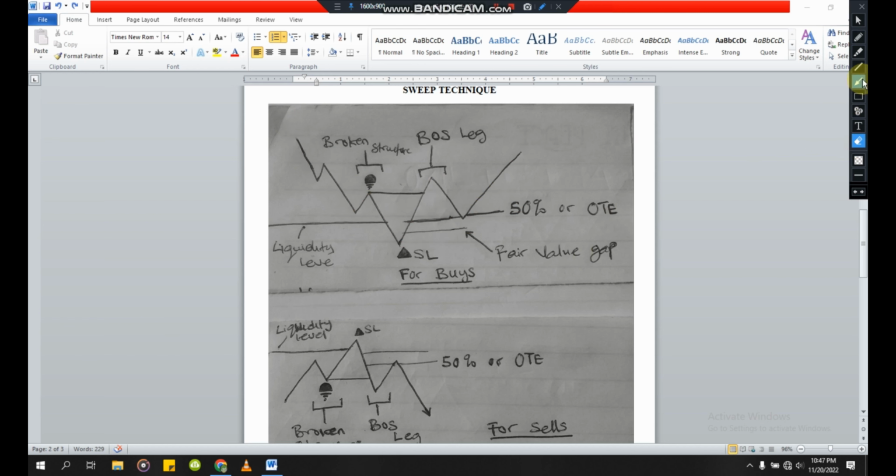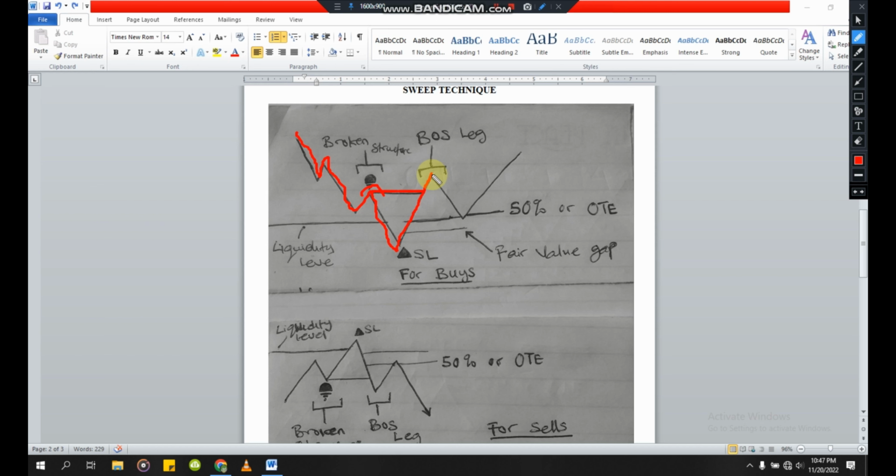Let me go over it again. The market goes to your expected level and taps it. Immediately after it taps, you wait for the market to break structure, to break this previous high right here. This is a swing high. So wait for the market to break it. If the market doesn't break it, then we're not taking the trade.